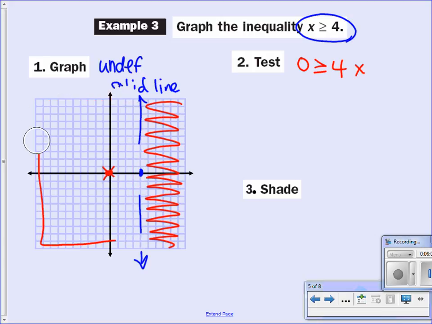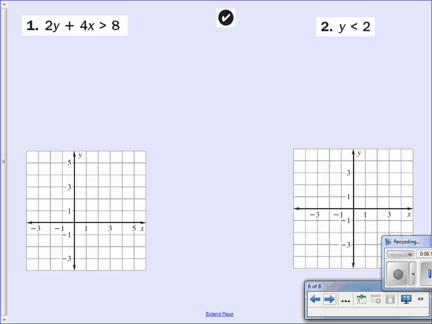I just erased my line. Sorry about that. Hold on. Don't go away. There we go. This was a solid line. Remember, let's take a look at your checkpoints, and we'll probably just do this one.